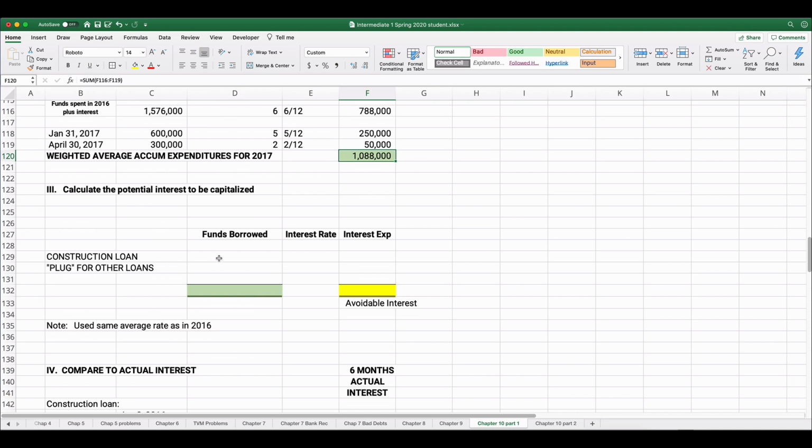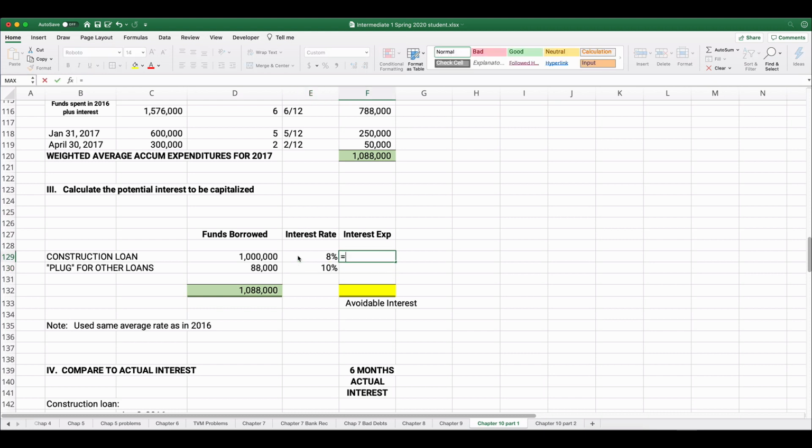Now, we need to plug in and figure out what's our avoidable interest. Remember, the 1,088,000 here. Now, how much is our construction loan? Our construction loan is 1 million. We can't go above 1 million. So that means the plug for the other loans is going to be 88,000. So let me do the math on it for you. 1,088,000 minus 1 million. When you go back and look at it, you can see my spreadsheet. I'll obviously share this spreadsheet with you. So the interest rate for the construction loan is 8%. The interest rate for the other loans, the weighted average interest rate, is 10%.